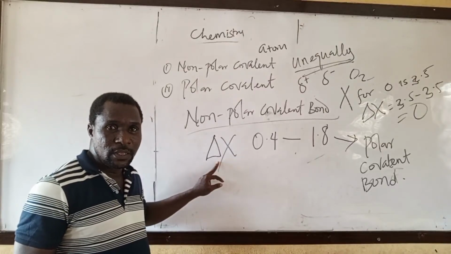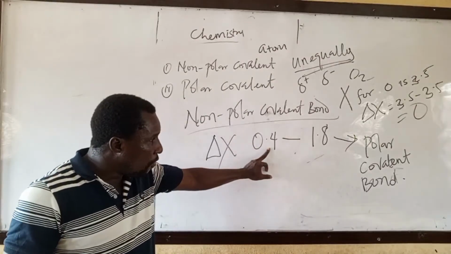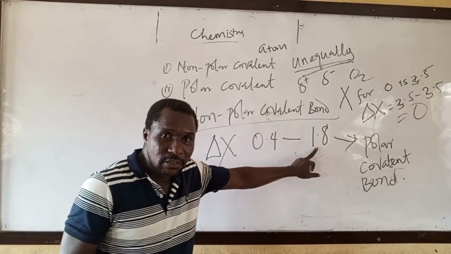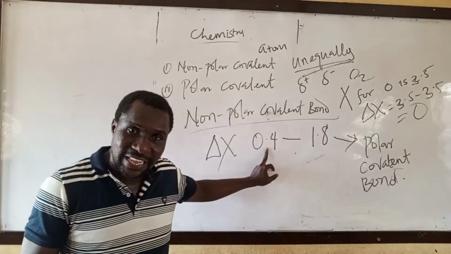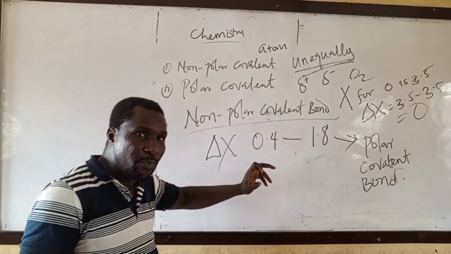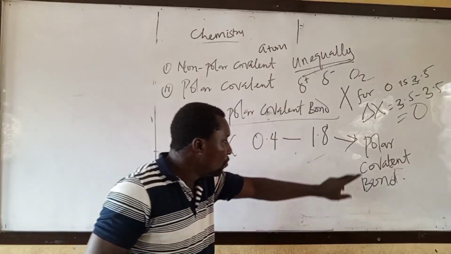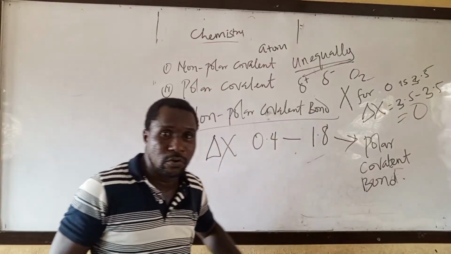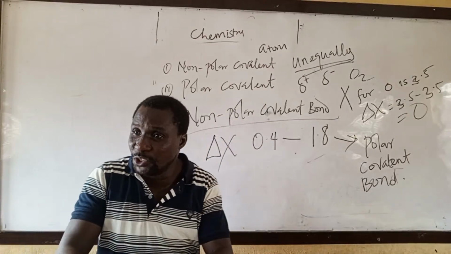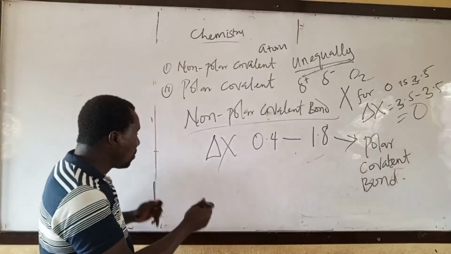Electronegativity difference. When the electronegativity difference is greater than 0.4 and less than 1.8, the bond that will be formed between those two non-metals will be a polar covalent bond. That means electrons will be shared unequally. Example, look at water.